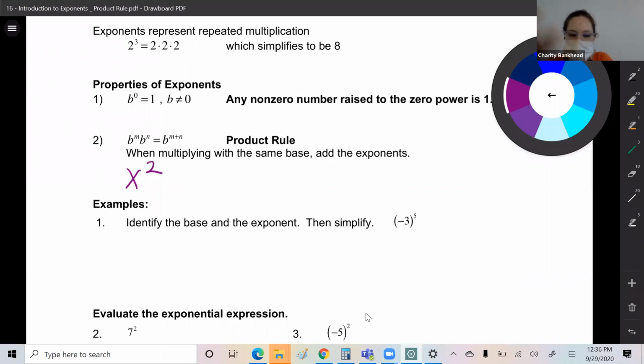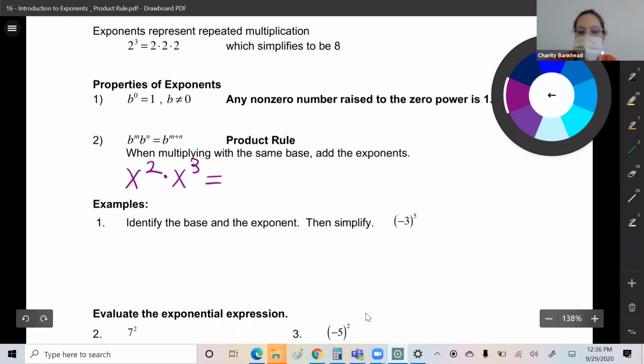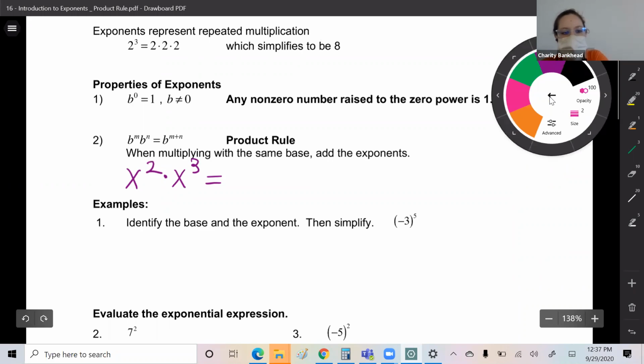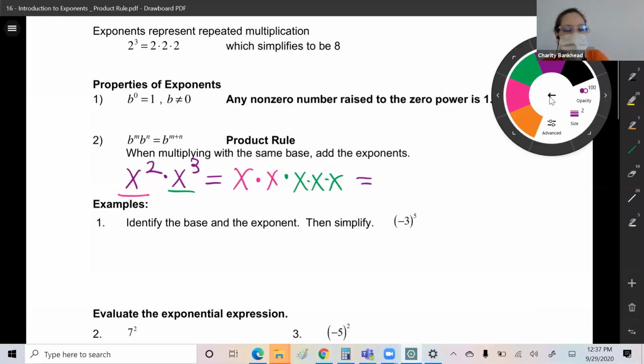Okay, good. So for example, if you have x squared times x cubed, I'll show you why this works. x squared is the same thing as x times x, and x cubed is the same thing as x times x times x, right? So then that is 1, 2, 3, 4, 5. So you could say x times x times x times x times x. So in other words, x to the fifth.